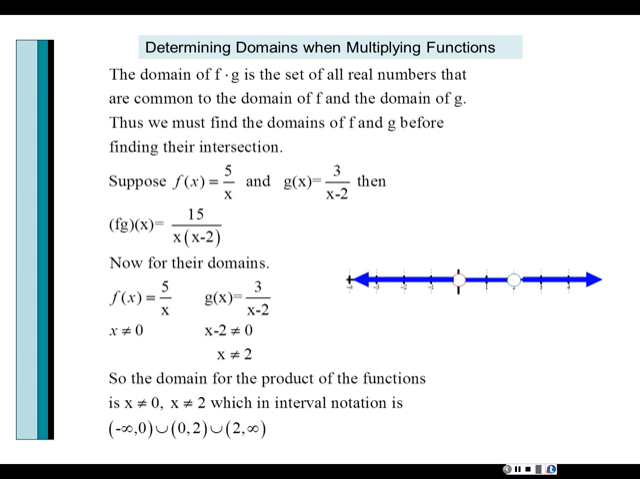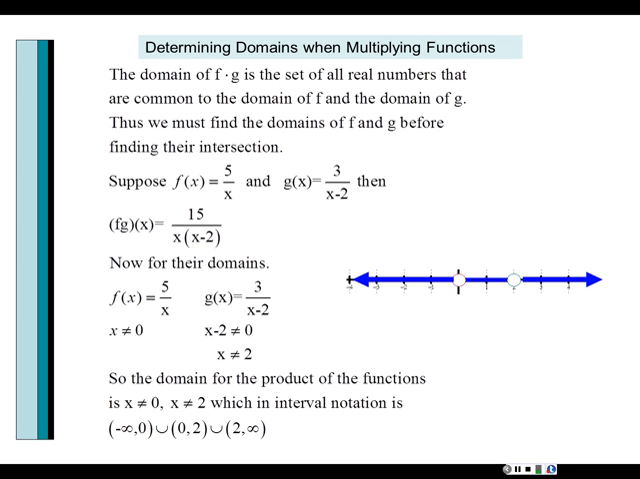Because at this point, the first function is not valid but the second function is okay. But at this point, the second function is invalid but the first function is okay. But remember, as I said, we want to take all the points where both of the functions are valid, not one. So that's why we exclude both of the points, because in both of these points, one function is valid and the other is not. So, how do you write it?